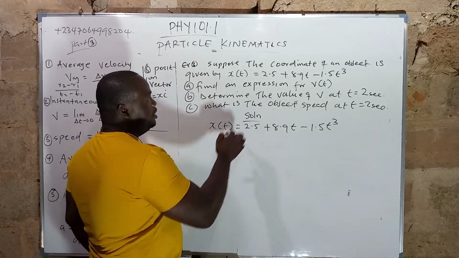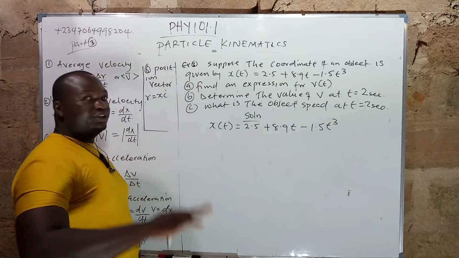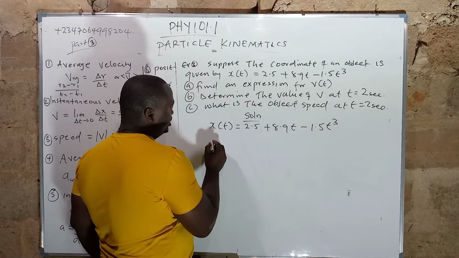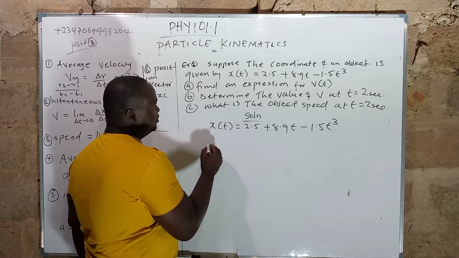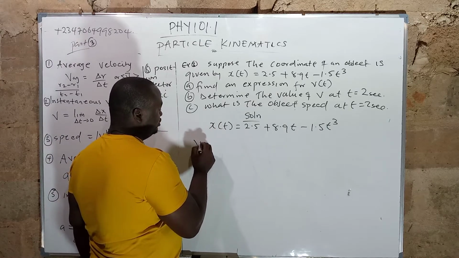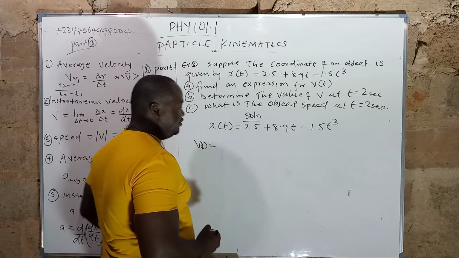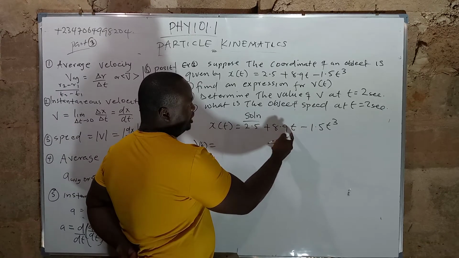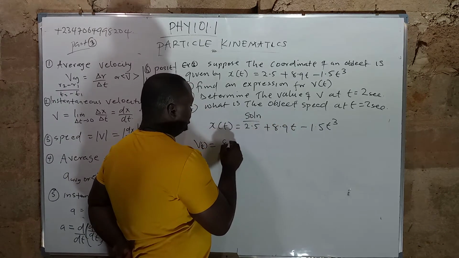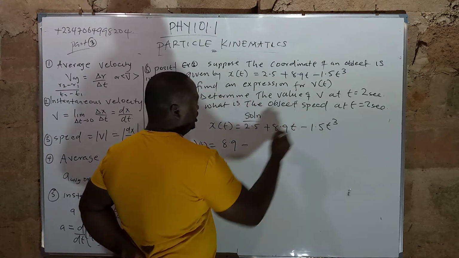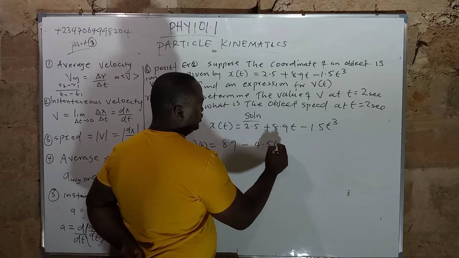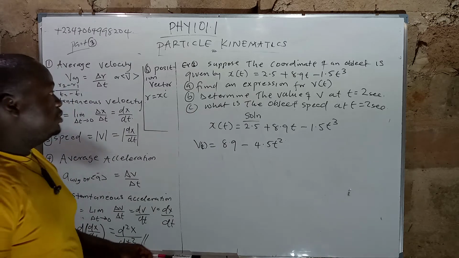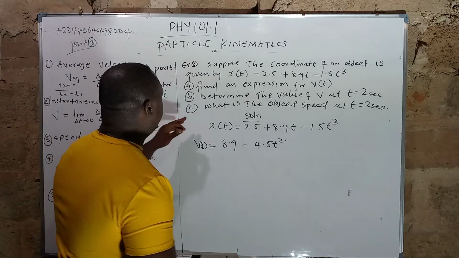Now, I told you whenever you hear instantaneous velocity, we're talking about differentiation. So here I want to differentiate to get the expression for v(t). Of course, when you differentiate a constant in calculus, it is 0. And if you differentiate 8.9t, what you get is 8.9, minus, here should give you 4.5t squared. Good, that's the expression for v(t). If you don't know calculus, it is on our channel, refresh your memory there.